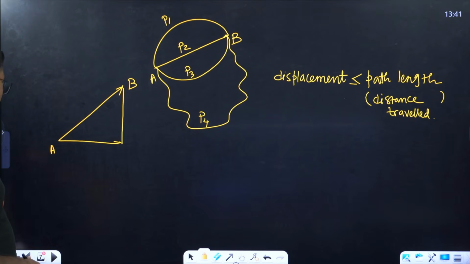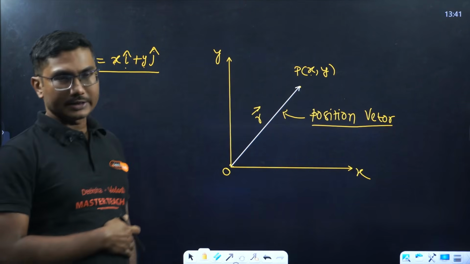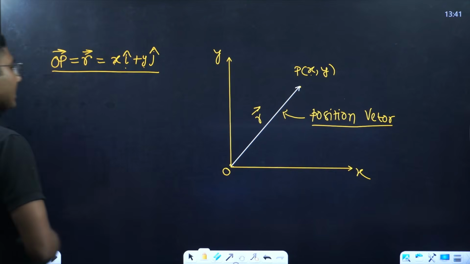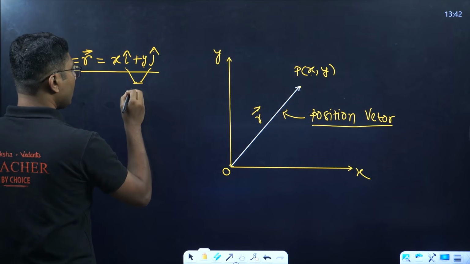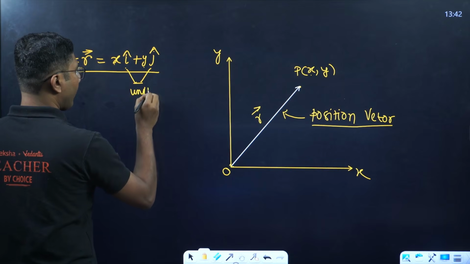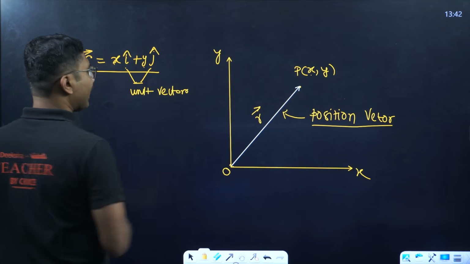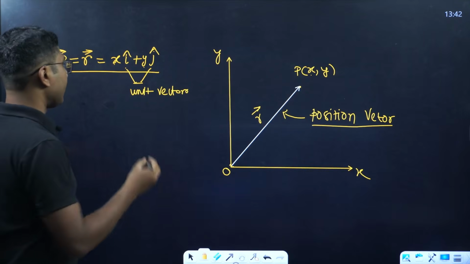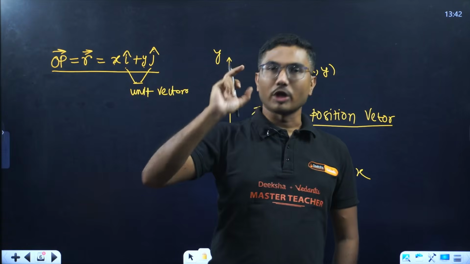Before going into that, let me come back and tell you what these i cap and j cap vectors are. So i cap and j cap vectors are called unit vectors. What is a unit vector?